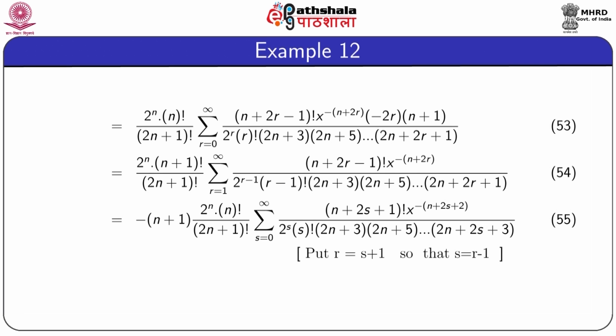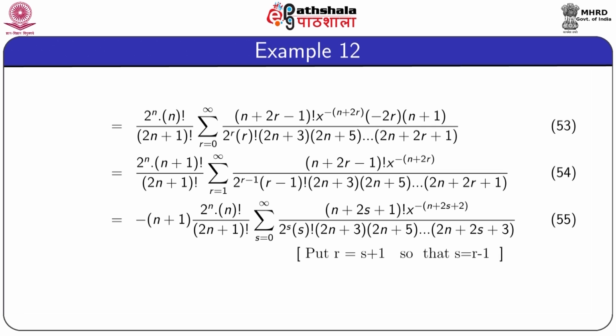Further simplification, we will get equation 54, which is 2 to the power n into (n plus 1) factorial divided by (2n plus 1) factorial, multiplied by summation r equal to 1 to infinity (n plus 2r minus 1) factorial x to the power minus n plus 2r, divided by 2 to the power r minus 1 into (r minus 1) factorial (2n plus 3)(2n plus 5) dot dot dot (2n plus 2r plus 1).